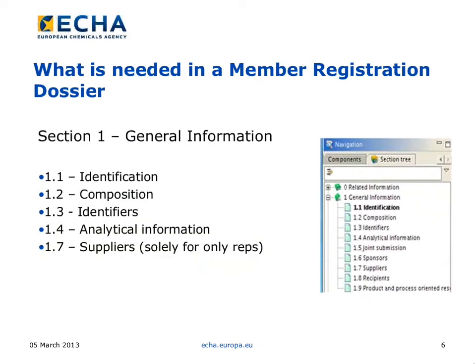So let's have a look at sections 1 and 3, which are the most important for a member. Section 1 is general information. Section 1.1 is where you input the substance identification. This is where the reference substance of your substance data set is located. Section 1.2 is composition. These are the constituents, impurities, and additives. Section 1.3 is identifiers. That's where you input a pre-registration or an inquiry number. Section 1.4 is analytical information. 1.7 is suppliers, but that is solely for only representatives.